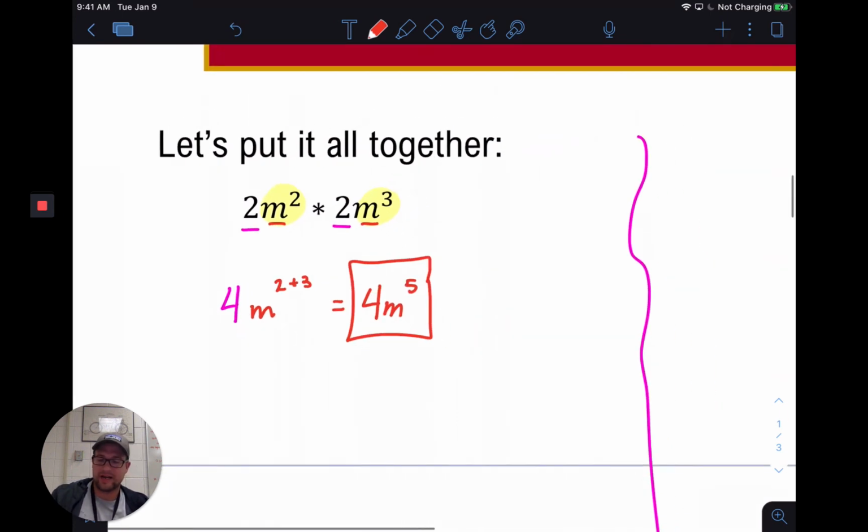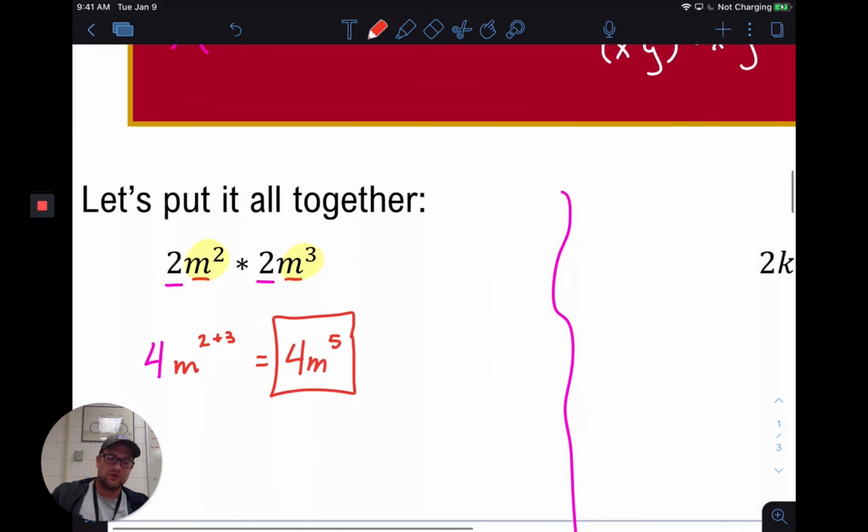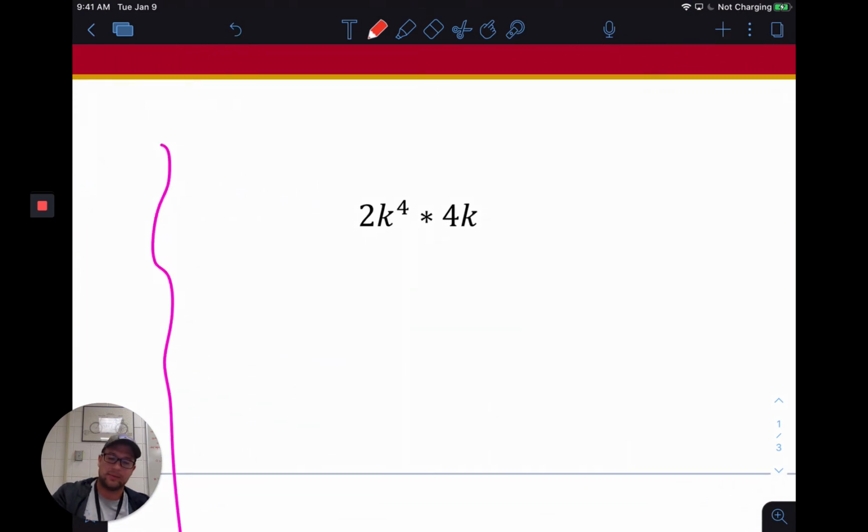Nice job. Let's do the next one. Again, we're just working down. So if you wanted to see this problem, we're going to come back and do this problem in part 2.